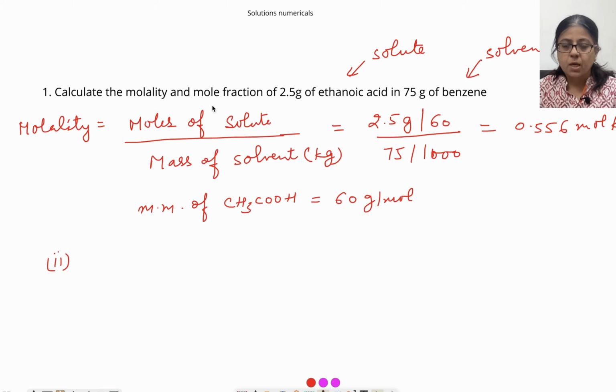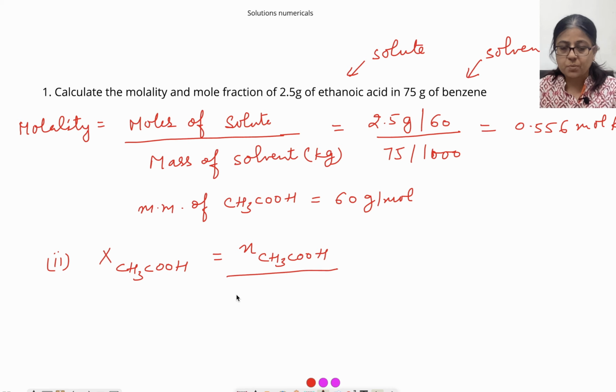The second part is to calculate the value of mole fraction of ethanoic acid. How to calculate the mole fraction value for ethanoic acid? So put down the formula first. What is the formula for calculating mole fraction of ethanoic acid? It is equal to the number of moles of ethanoic acid divided by the total number of moles present in the solution. So here the total number of moles means the two components present in the solution, that is ethanoic acid and benzene, the number of moles of ethanoic acid and number of moles of benzene.